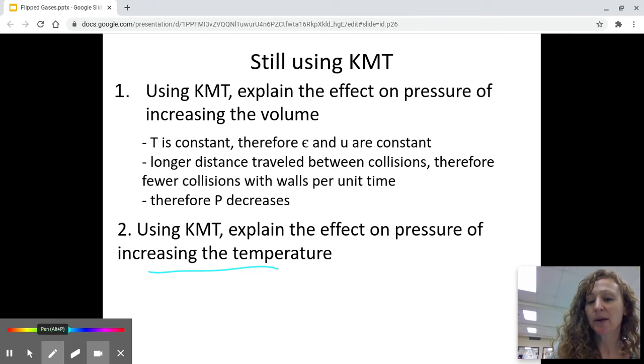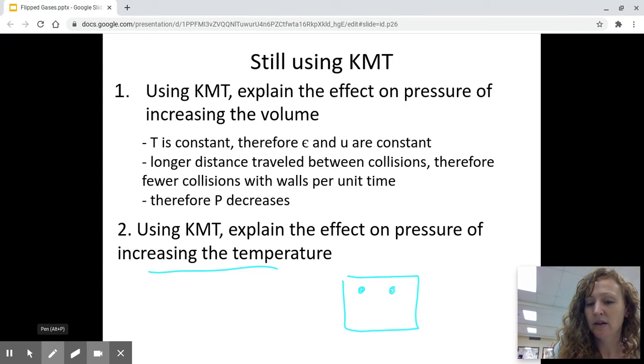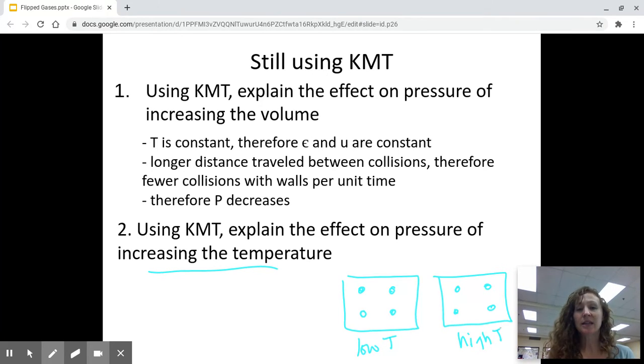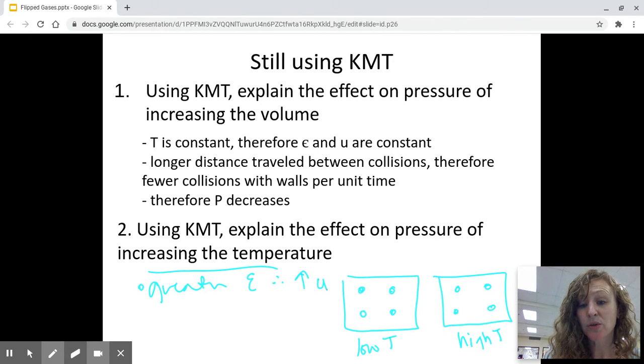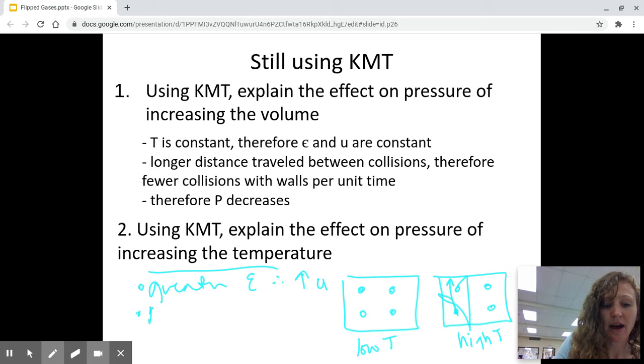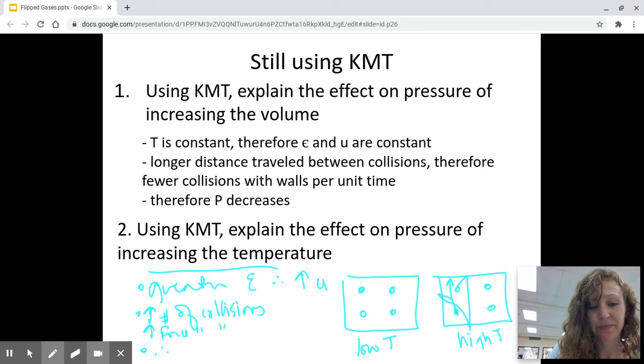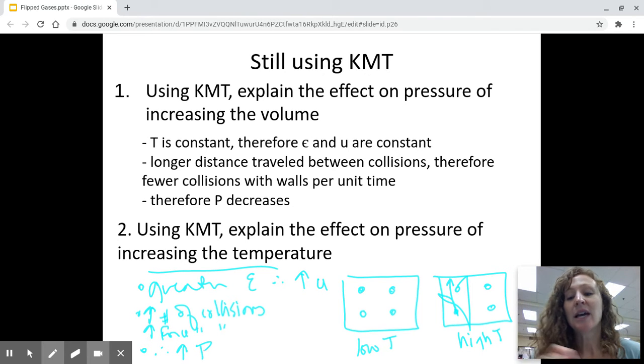Okay, so again, we're going to increase the temperature. In this case, we're going to keep the container size the same, but we're going to increase temperature. So low temperature, high temperature. These are our two systems. In the high temperature system, my molecules are going to have greater kinetic energy, therefore greater average speed. So they're going to hit the walls and each other more often and with more force since they're moving faster. So higher number of collisions, higher force of collisions. Therefore, what's going to happen to pressure? Increased pressure.